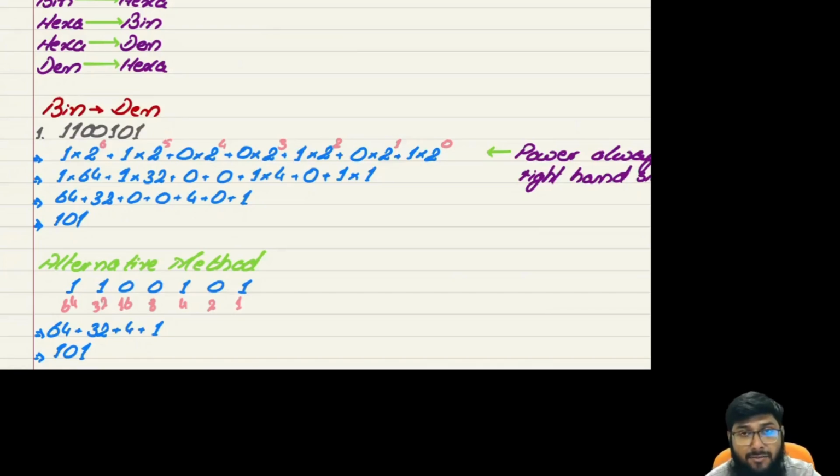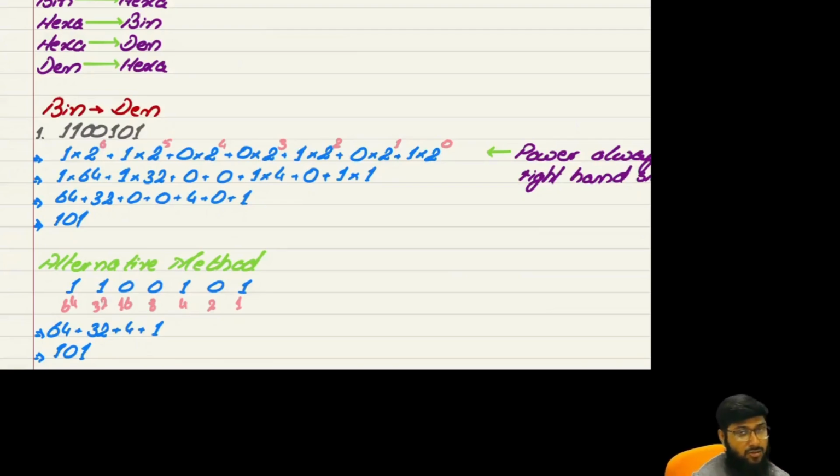That means each and every bit will be individually multiplied by 2, and we need to find the sum of it. Now we need to give the powers. Starting from the right hand side, power always starts on the right hand side. So 2 power 0, 2 power 1, 2 power 2, 2 power 3, and so on till 2 power 6. We multiplied each bit by a power of 2. So 1 is multiplied by 2 power 6, that's 64. Again 1 is multiplied by 2 power 5, that is 32.